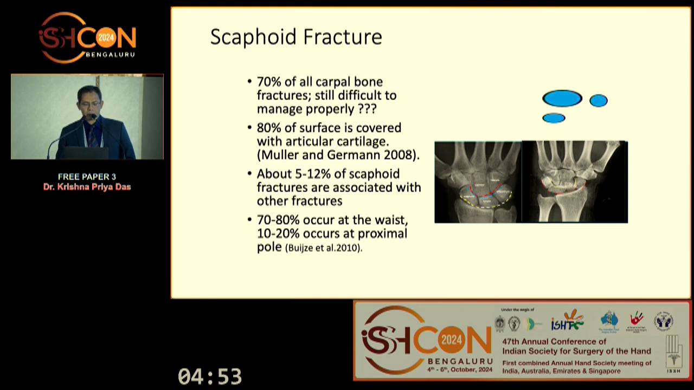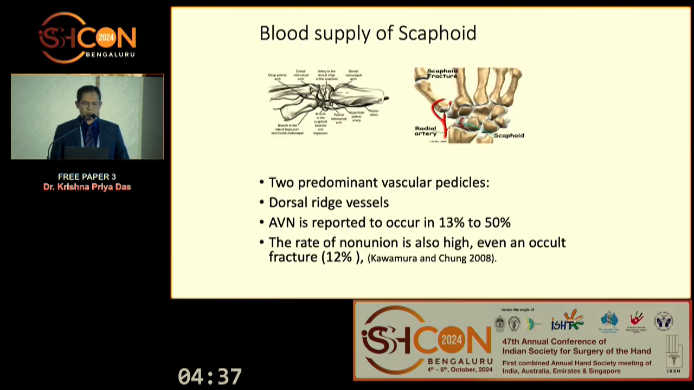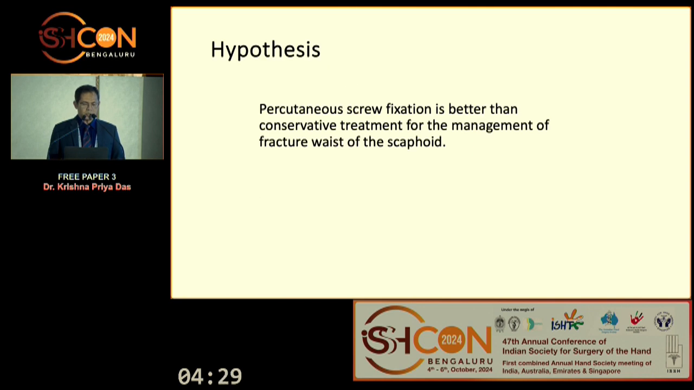70% of our carpal bone fractures are still difficult to manage properly. 80% of the surface is covered with articular cartilage. About 5 to 12% of scaphoid fractures are associated with other fractures. 70 to 80% occur in the waist, and 10 to 20% occur in the proximal pole. Blood supply of the scaphoid is very important. There are two predominant vascular pedicles, but the dorsal supply is more important.